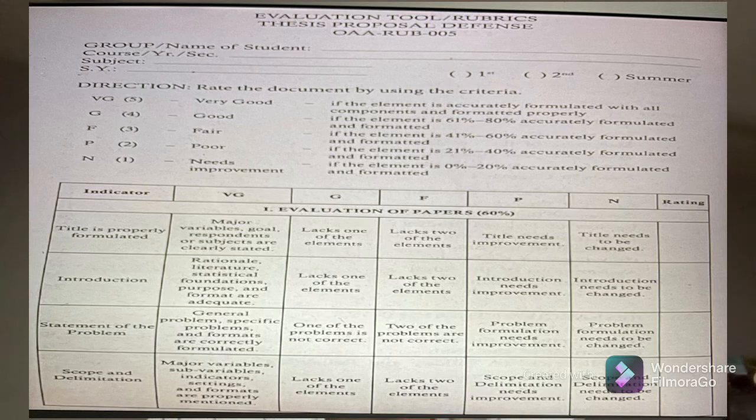So those are examples. What can we say in the introduction? Rationale, literature, statistical foundation, and format are adequate. So if 1 is missing, you will just get good. If 2 are missing, you will just get fair. Introduction needs improvement, and so on and so forth.